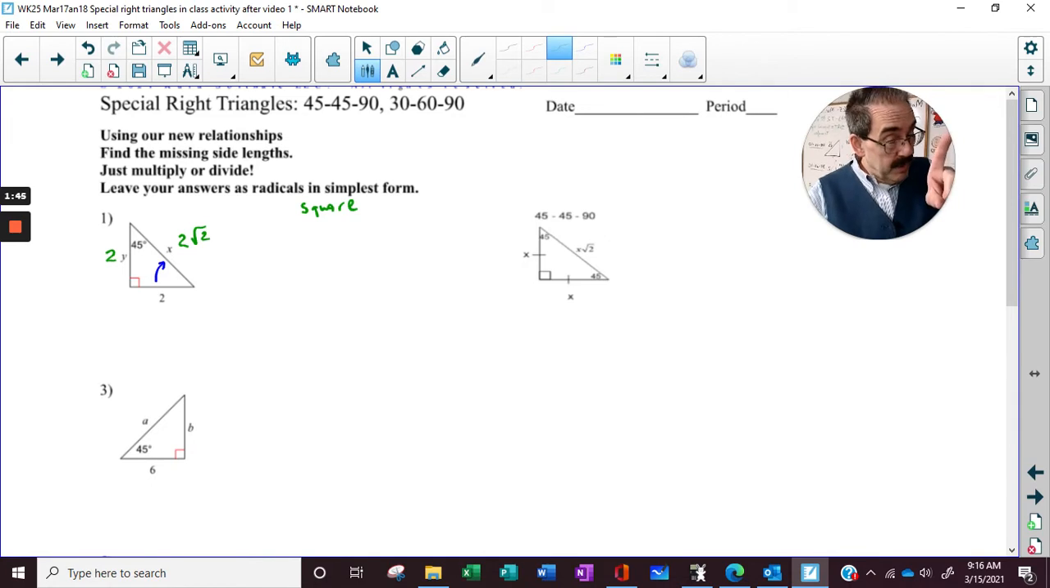And if you wanted, you could do the math, right? 2 squared plus 2 squared equals the hypotenuse squared. Remember, this is called the hypotenuse out here. All right? And the hypotenuse is always across from the 90. All right? Look at the next one. Pause the video if you need to.